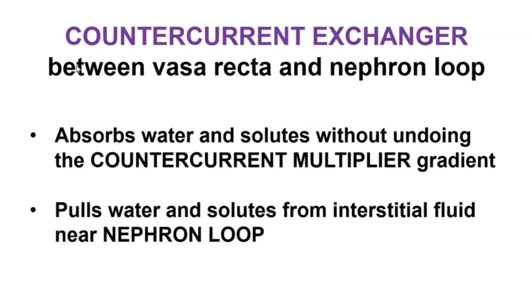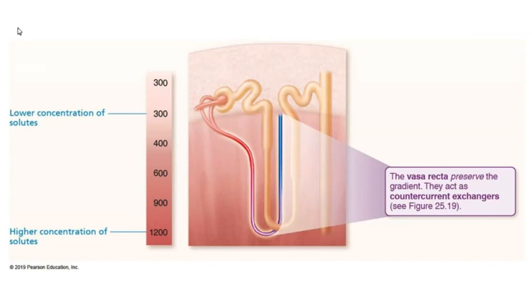So this reabsorbs the water and solutes without undoing that countercurrent multiplier that we saw in the nephron loop. And so this helps to pull water and solutes from the interstitial fluid near the nephron loop and puts those water and solutes back into the bloodstream here.